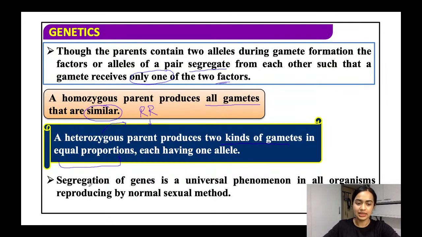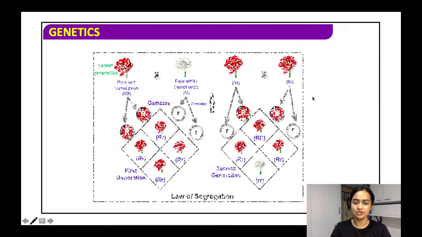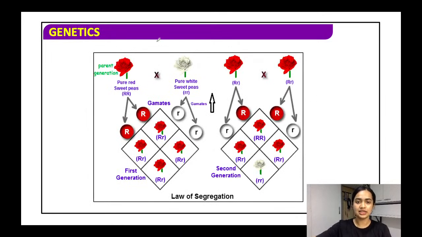So the segregation of these genes is a universal phenomenon in all organisms reproducing by the normal sexual method. So basically this segregation will be found in every organism that has a sexual mode of reproduction. Even in humans we undergo the segregation process. We can observe it in the chromosomes. When the chromosomes split and segregate among themselves, they get reattached. This is a very good example of segregation.